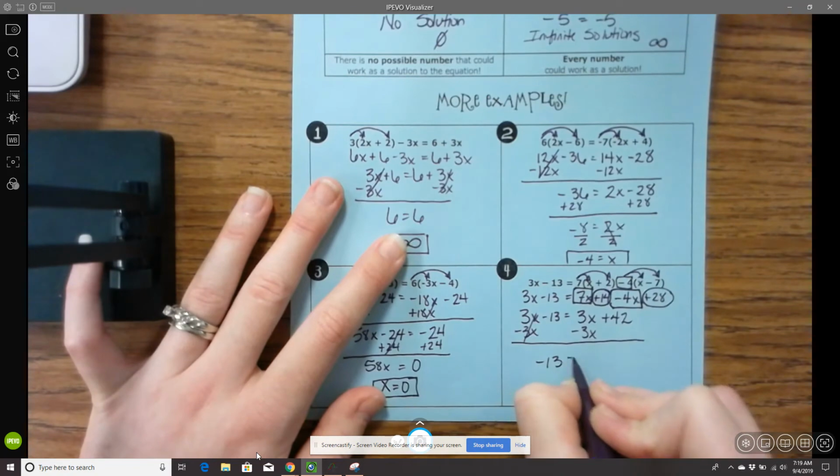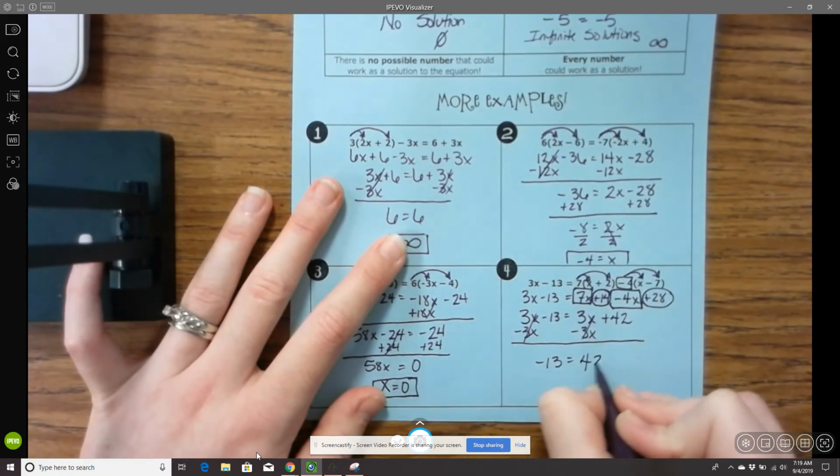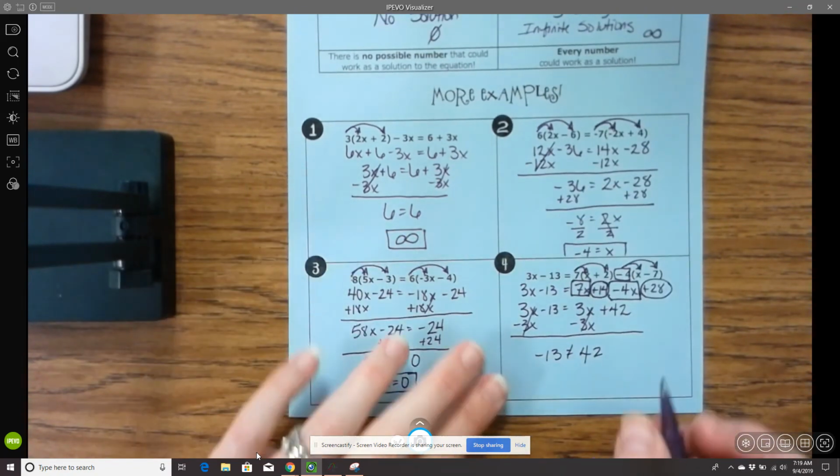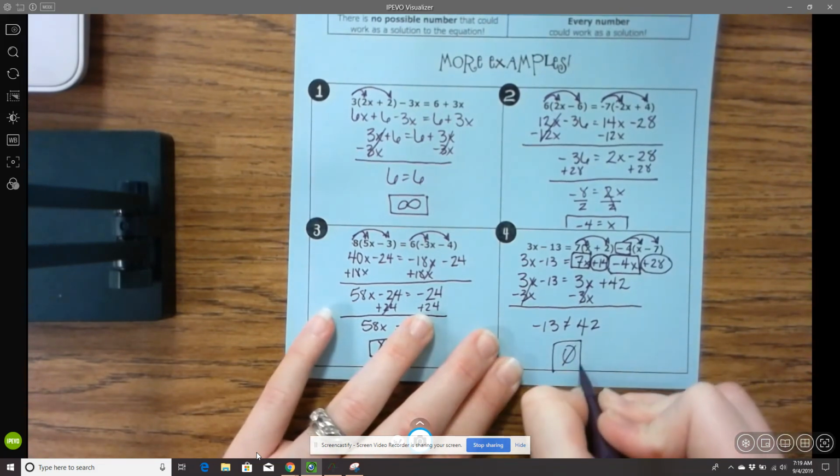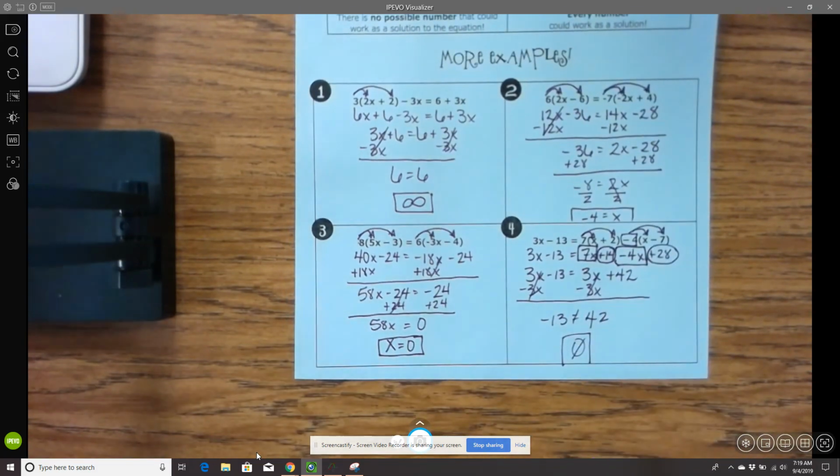And I get negative 13 equals 42, which negative 13 does not equal 42. So there are no solutions to this equation. So that's it for this video.